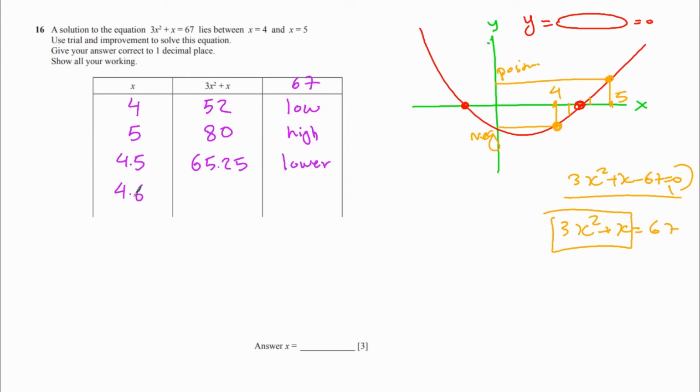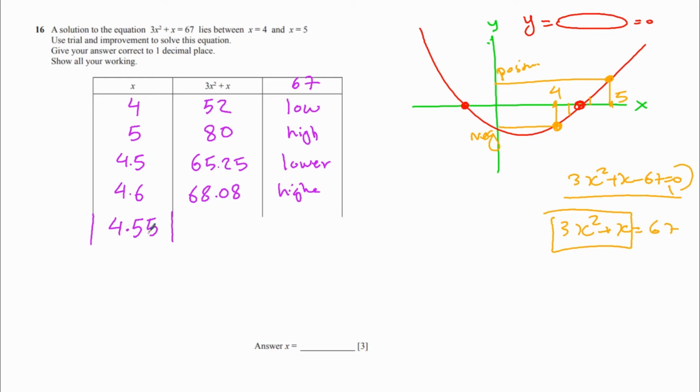So if I try 4.6, this is 4.6 squared, times 3, plus 4.6, and this would be 68.08, which is higher than 67. So it basically means that we need to go lower than 4.6 and higher than 4.5, and I would select the midpoint, which is 4.55. So somewhere exactly in between.